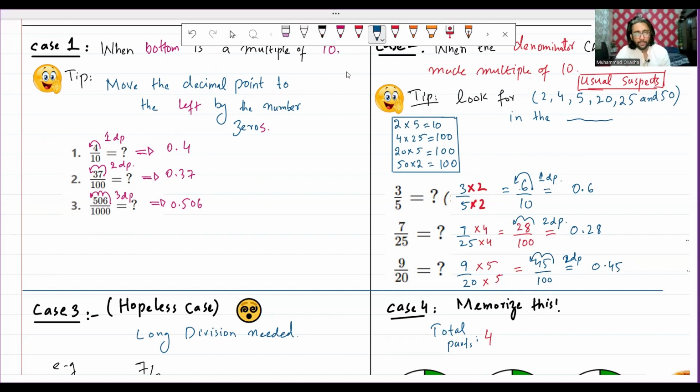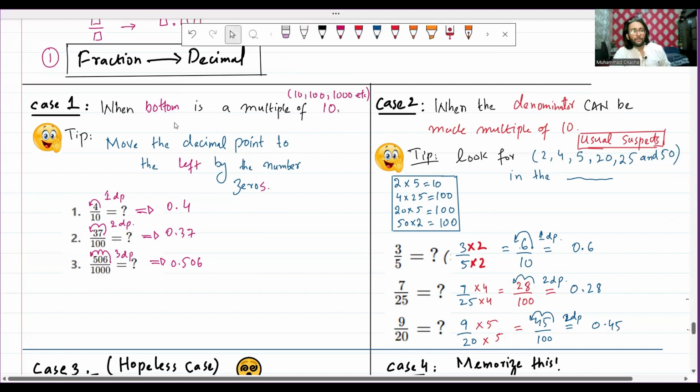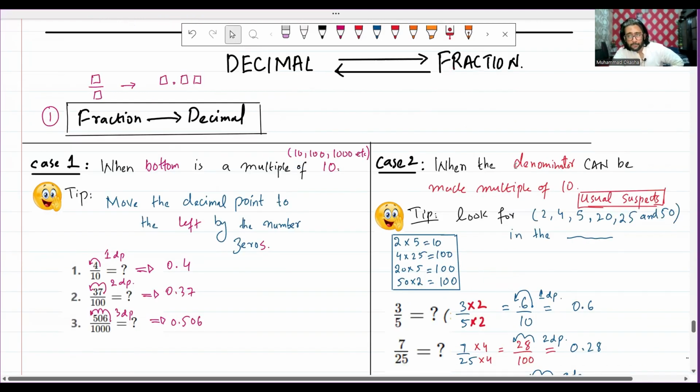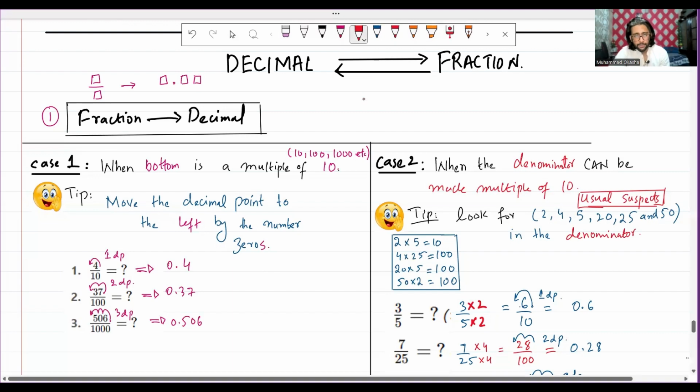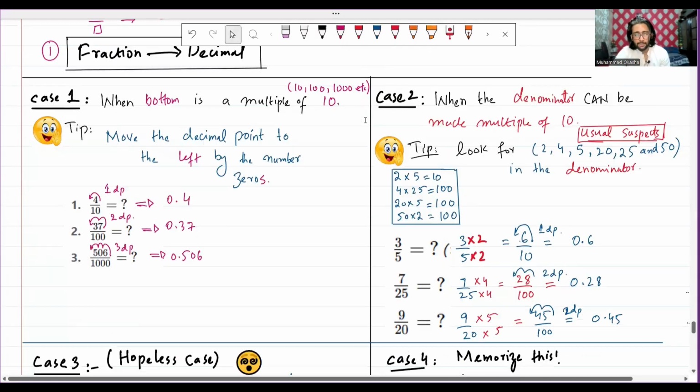So I hope you understood case 1 and case 2. When the bottom is a multiple of 10, that's when you could do it right away. And when the bottom is not a multiple of 10, but can be made into a multiple of 10, you have to look out for the usual suspects in the denominator. So when you have 2, 4, 5, 20, 25, and 50 in the denominator, you can convert this into a multiple of 10 easily and then turn it into a decimal using the case 1 trick. I believe there's no confusion about that.